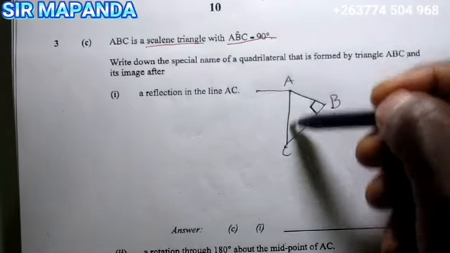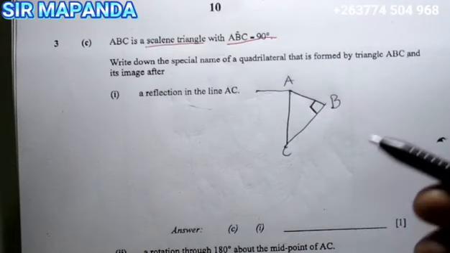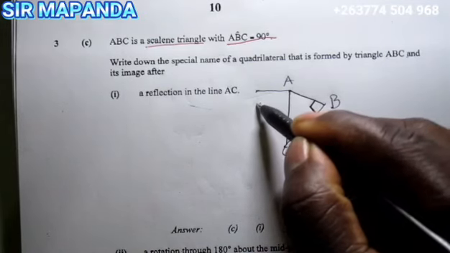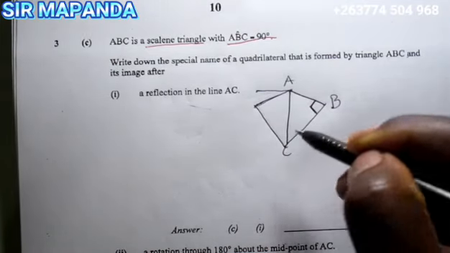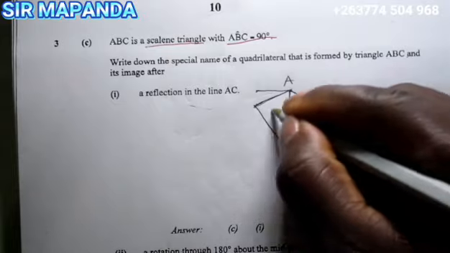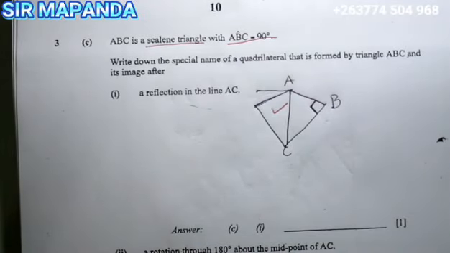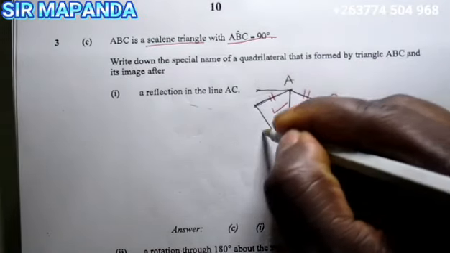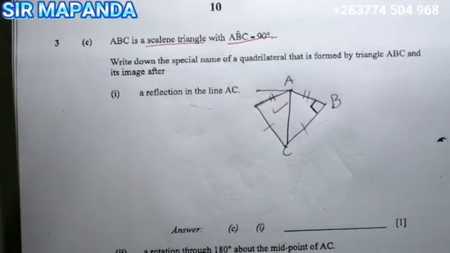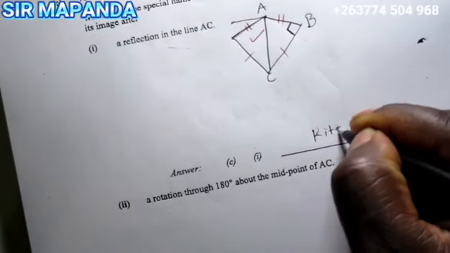So if this line AC is the reflection line, it means line AC acts as the mirror line. So it means that the image will come out like this. So this is the image of this shape, right? So what is the quadrilateral being formed? You can notice that we have 2 top sides which are equal and 2 bottom sides which are equal, right? This is a kite. So your answer is a kite.